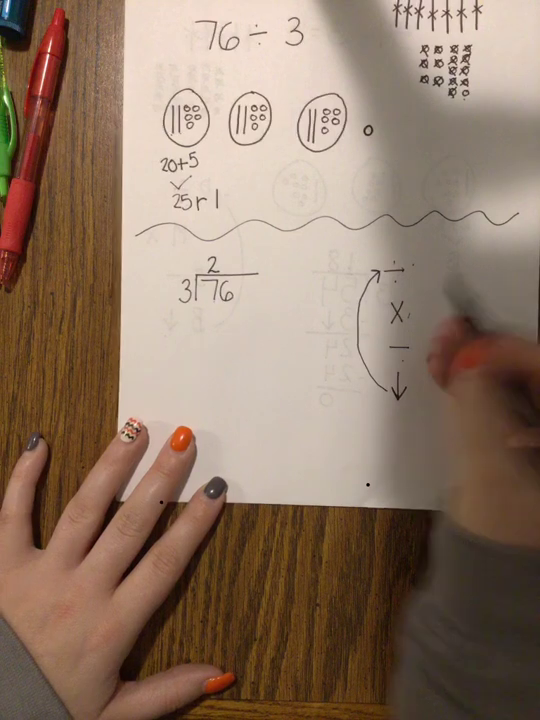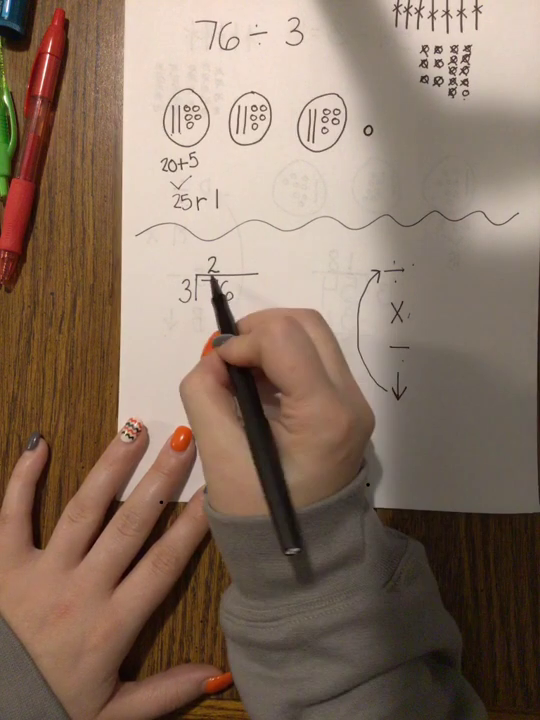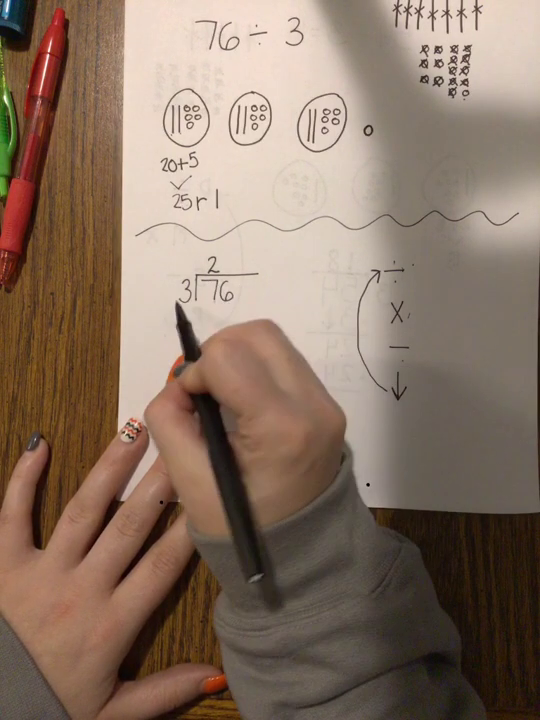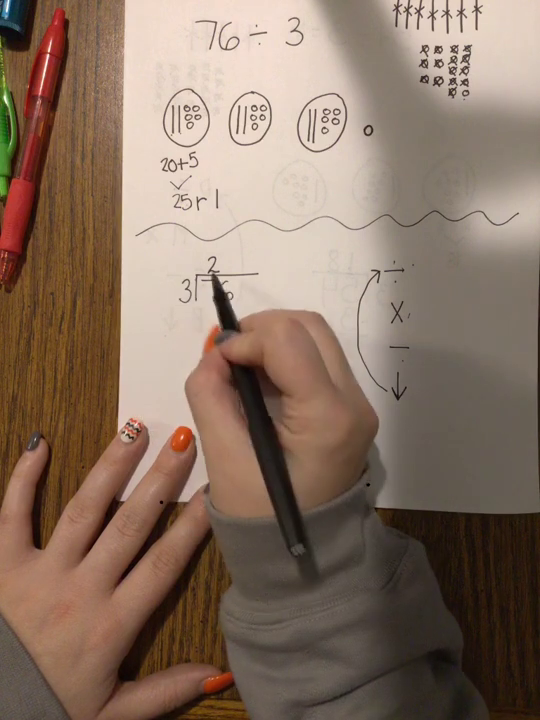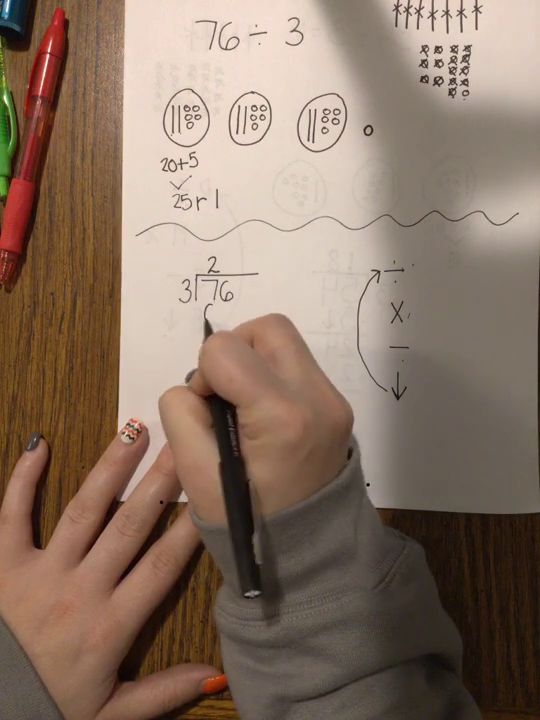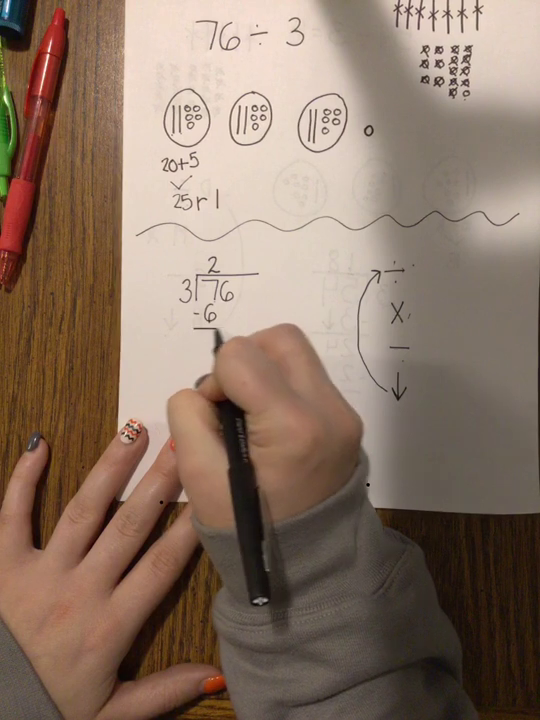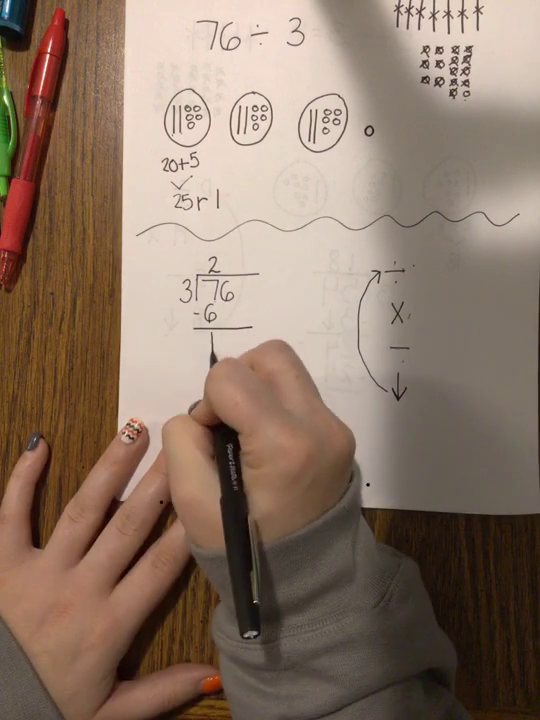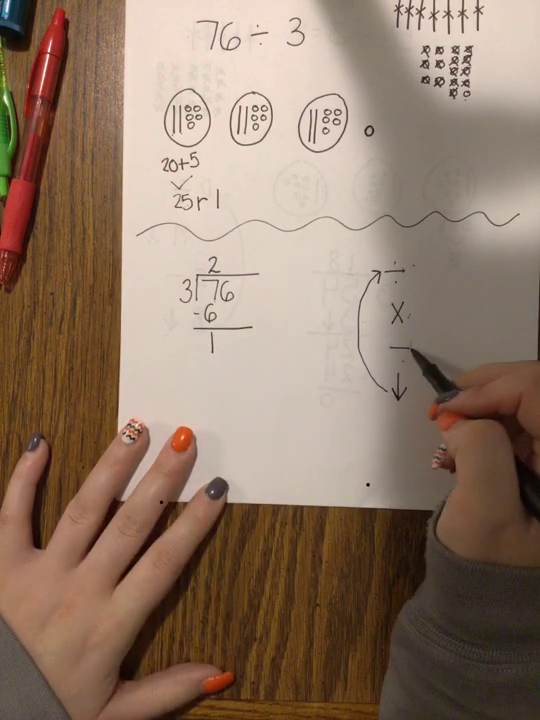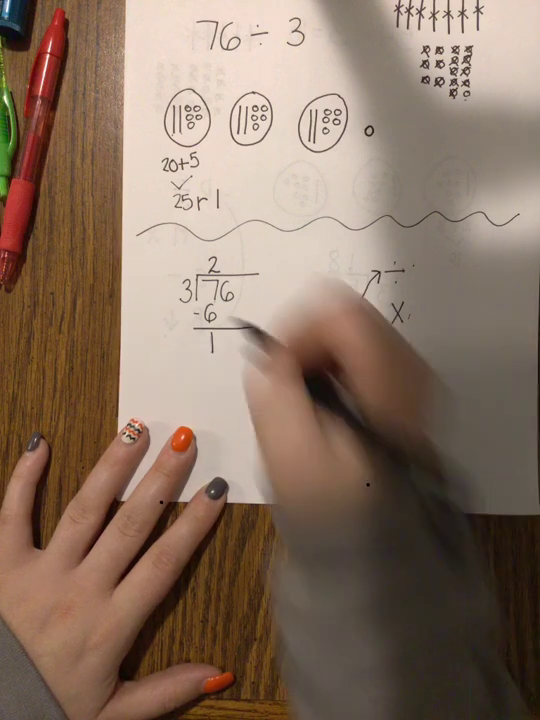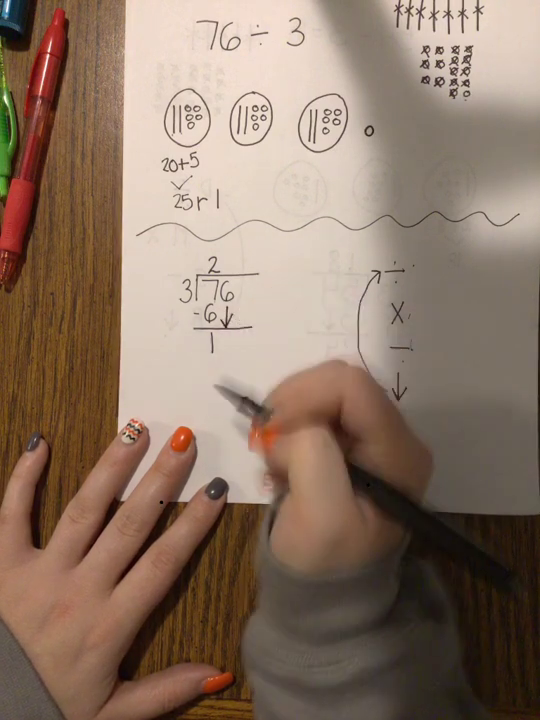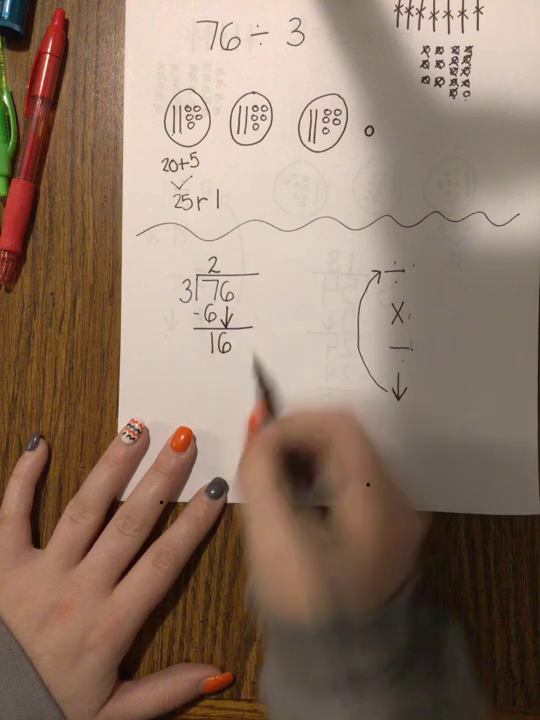So I divided. Then I'm going to multiply. The number I wrote on the top multiplied by my divisor. So 2 times 3 is 6. I subtract that, and I have 1 left over. That's my subtraction. So now I bring down. So I bring down. Now I'm working with 16.